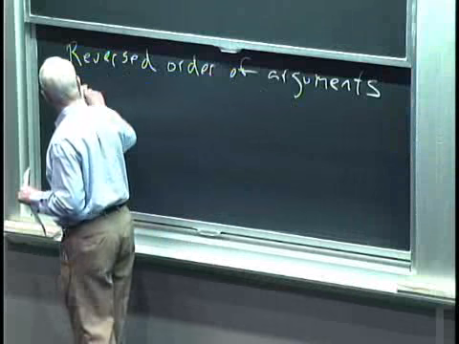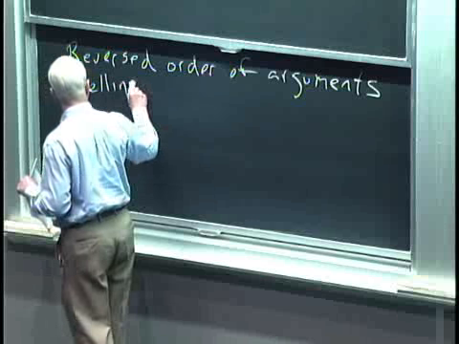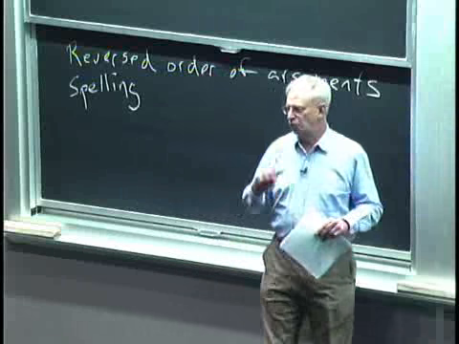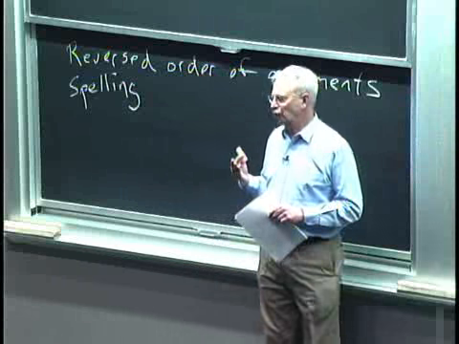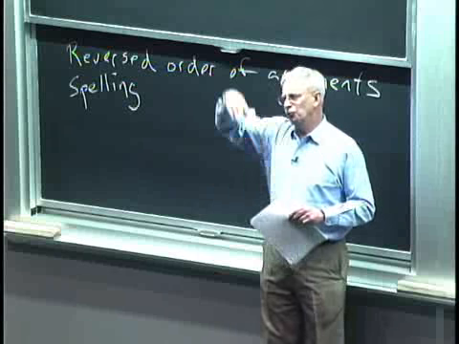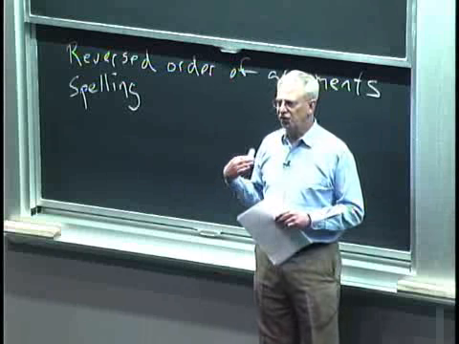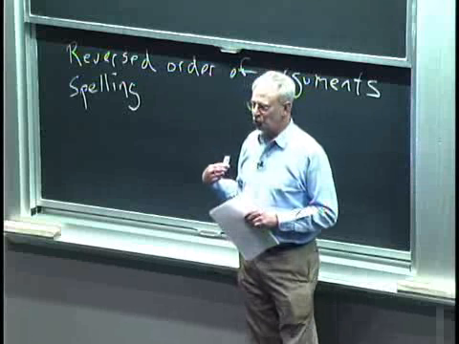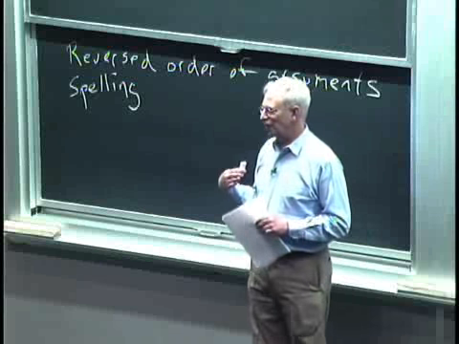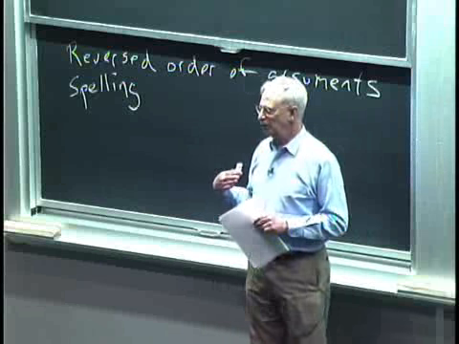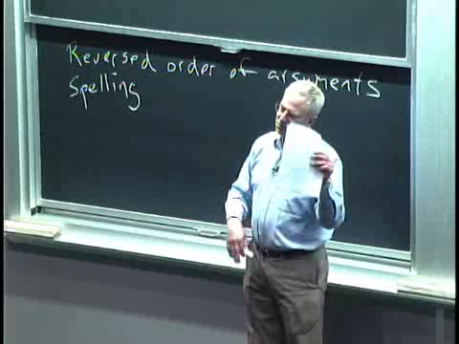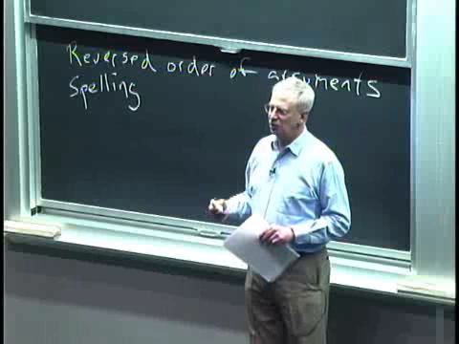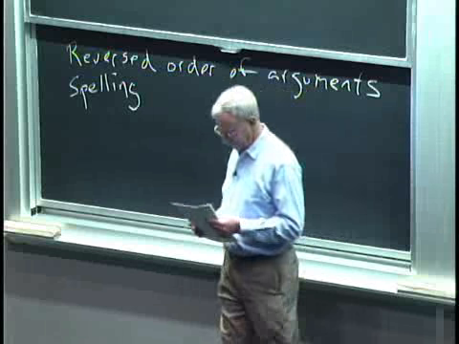Spelling. These are just dumb little things to look for. Did you spell all the identifiers the way you think you did? The problem is when you read code, you see what you expect to see. And if you've typed an L when you should have typed a 1 or a 1 when you should have typed an L, you're likely to miss it. If you've made a mistake with upper and lower case, things like that. So just be very careful looking at that.